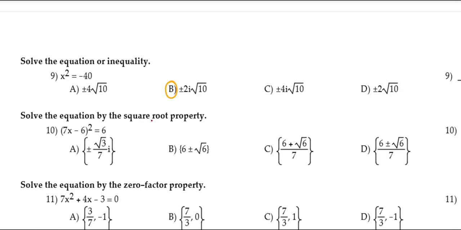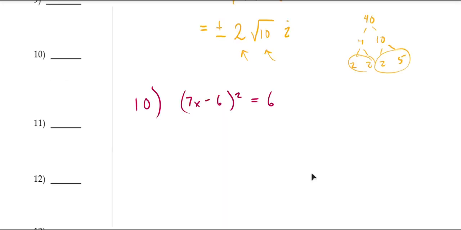The next is a similar one because we're asked to solve using the square root property. And this is a good way to go about it because here the only x's that we see are inside this parentheses, which is itself being squared. That means I really can start to chip away down towards my x by applying a square root to both sides. We use the square root property to write 7x minus 6 is equal to plus and minus the square root of 6.